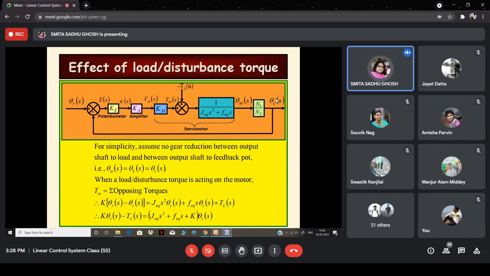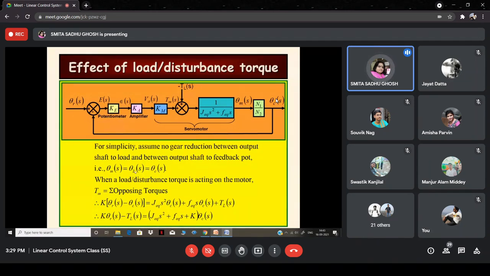Just to simplify matters a bit, if this is non-unity, you will have to take the appropriate ratio. So theta C by theta M will be equal to N1 by N2 if it is non-unity. But here, for this analysis, we are assuming no gear reduction between the output shaft and the motor shaft, that is between this and that. In fact, two things have been mentioned: between the output shaft and the load shaft, and the motor shaft, both are taken as 1.